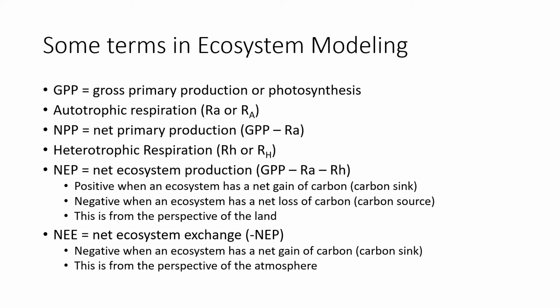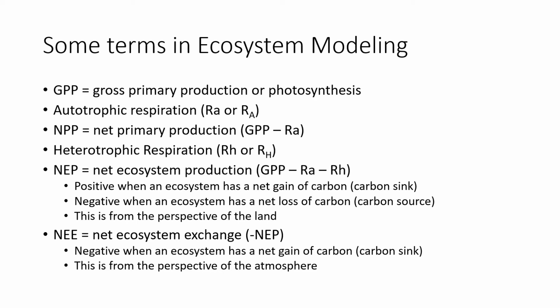Net ecosystem production is just the opposite in sign of net ecosystem exchange. Net ecosystem production is GPP minus the two respiration fluxes in the ecosystem. This NEP is positive when the ecosystem gains carbon. It's negative when the ecosystem loses carbon. And so this is from the perspective of the land. A positive value is a gain of carbon on the land.